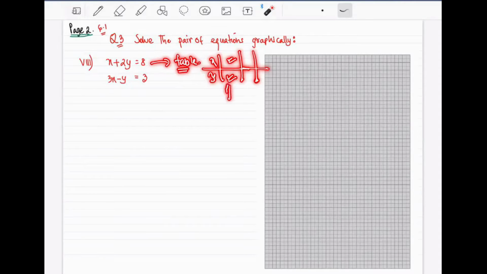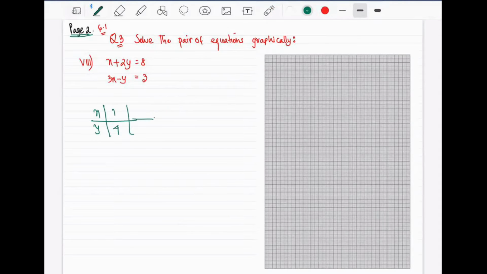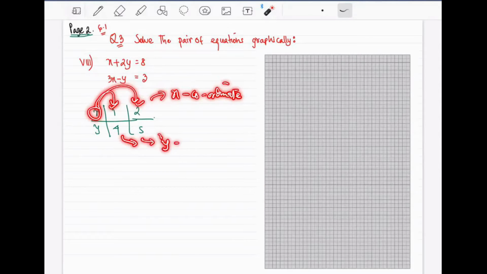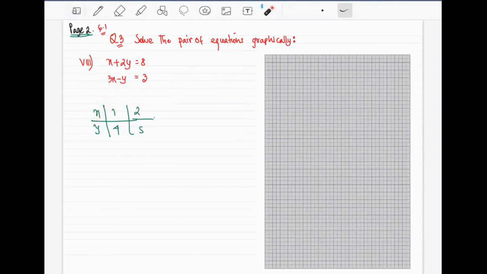Let's say you obtain a table like this. This is imaginary, okay. This is not related to these two equations right here. If we have something like this, the values of x here will be the x coordinates, and the values of y here will be the y coordinates. If I combine one value of x and the corresponding value of y, let's say I combine 1 and 4, then I will write (1, 4). This is 1 point.